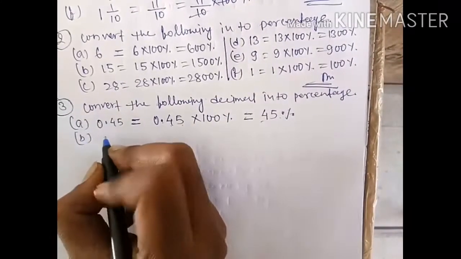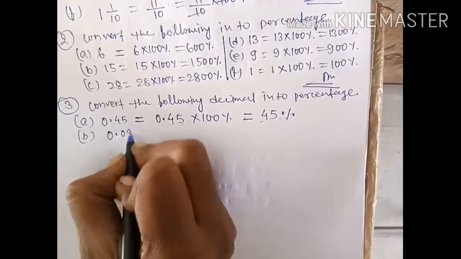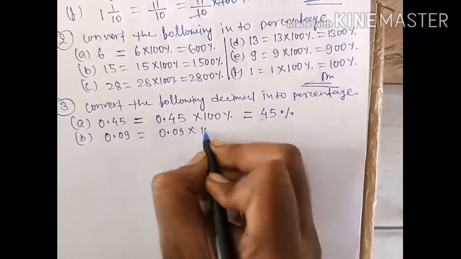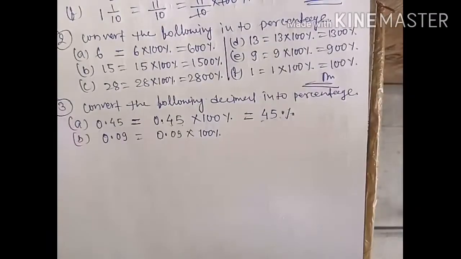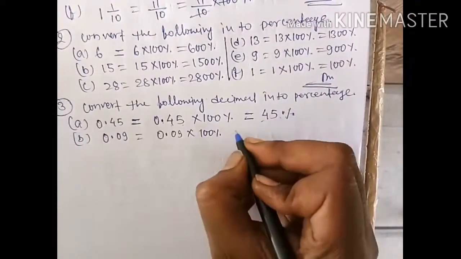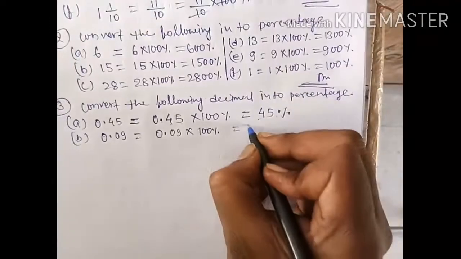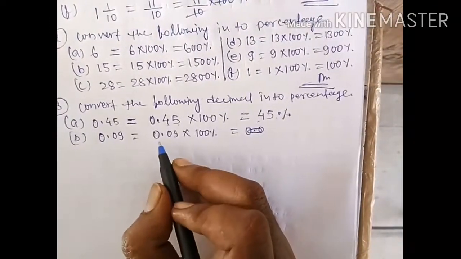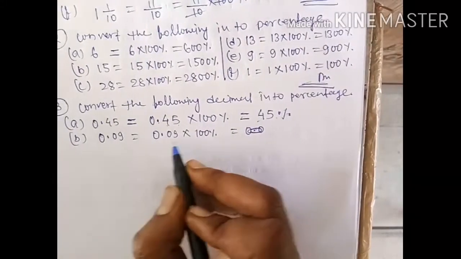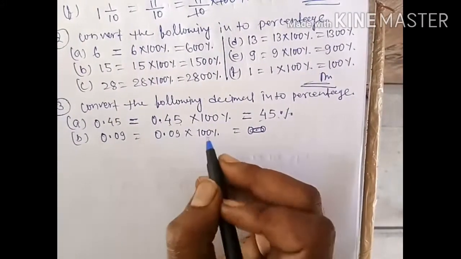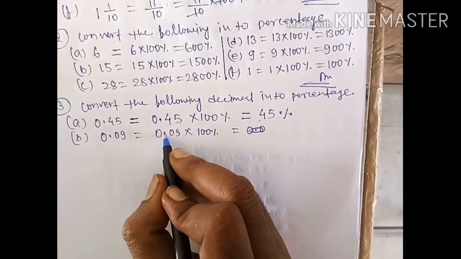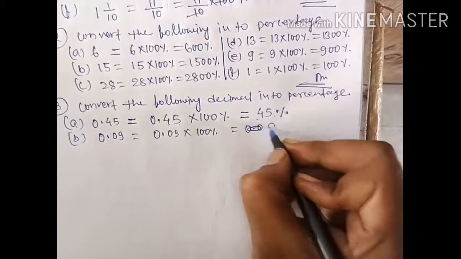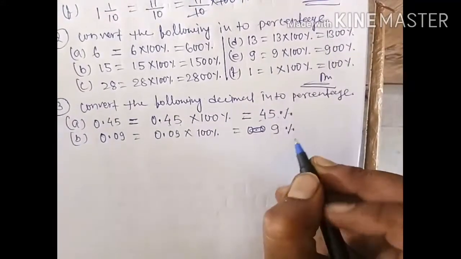In question number B, here 0.09, so simply we write 0.09 into 100%. When we have to multiply a decimal number by 100, the decimal shifts 2 digits right. So after the decimal shifts 2 digits right, the decimal, look, is here, 1 digit, 2 digit, so it will come after 9. There is no number after 9, so we write 9%.